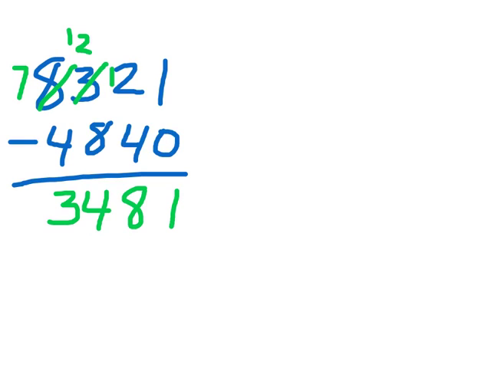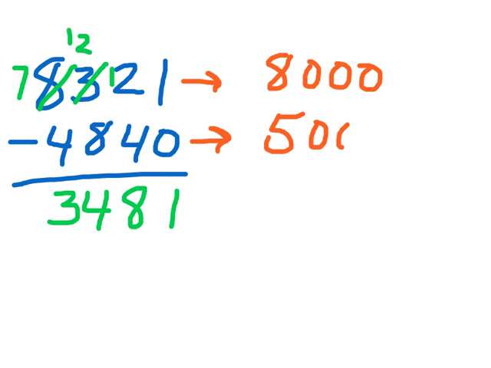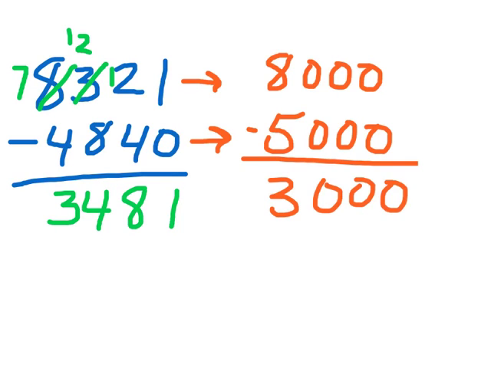Pause the video again. Try estimating that subtraction question and see what you get. So again, I'm going to use the same strategy I tried last time. I'm going to round to the nearest thousand, so 8,321 becomes 8,000, and 4,840 becomes 5,000. When I subtract the 2, I get an answer of 3,000. So I see that my answer is probably correct because the estimation shows that it was reasonable.